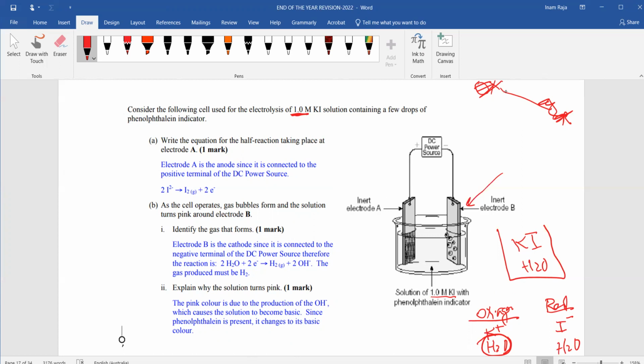So water becomes this. All right. And on the reducing agent side, there are iodide and water. So iodide is at the bottom in the list and water is on top. And when you see the oxidizing agent, iodide will react.